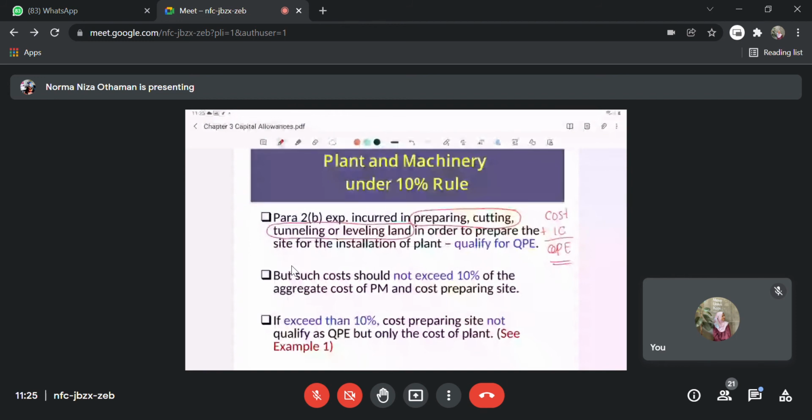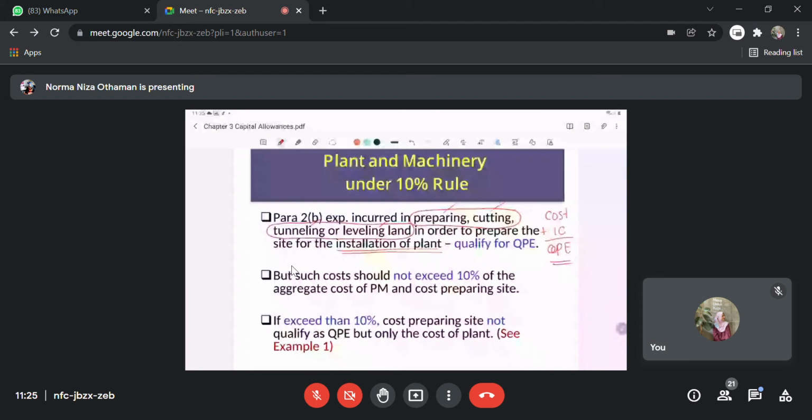Sebelum you, tadi kan kita kata plant, contohnya the plant is a big machinery. So sebelum you letakkan mesin dekat situ, sebelum you install the machine dekat situ, you ada other expenditure which is we call as preparing site atau leveling land. Dia benda yang sama lah. Preparing, cutting, tunneling, leveling land ni benda yang sama. Dia boleh jadi, dia bagi dekat you all preparing site, leveling site, cutting site, tunneling site, benda yang sama lah.